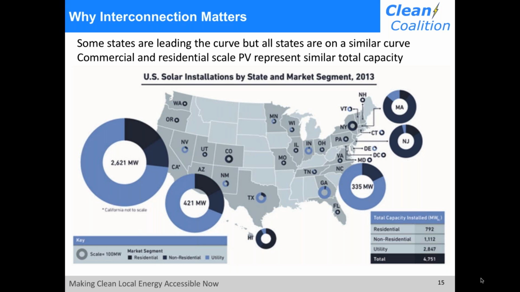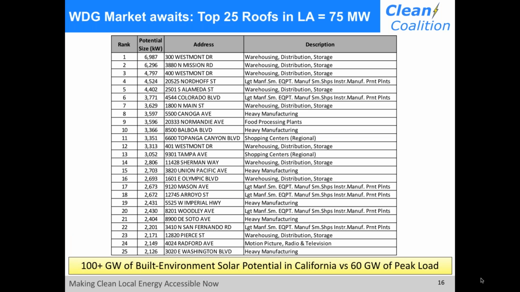You see in the next slide that there is more potential than is needed to meet peak demand in most communities on existing built environments close to customer loads. By themselves, the largest 25 rooftops in Los Angeles offer a total of 75 megawatts of capacity.